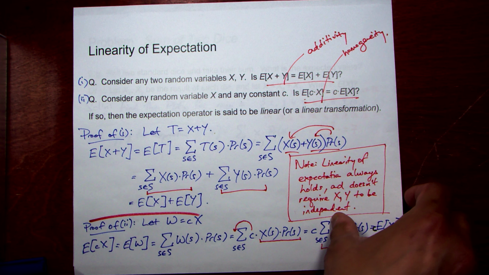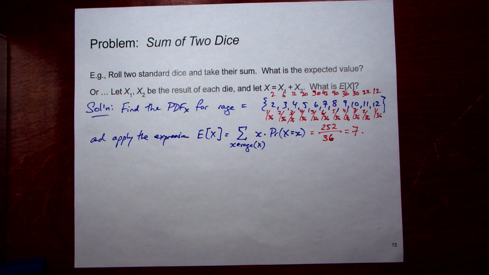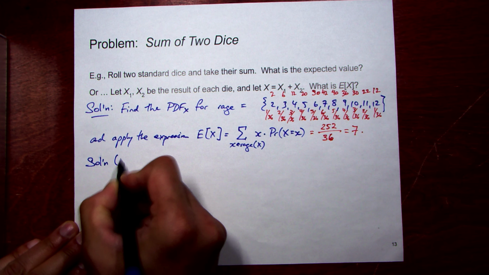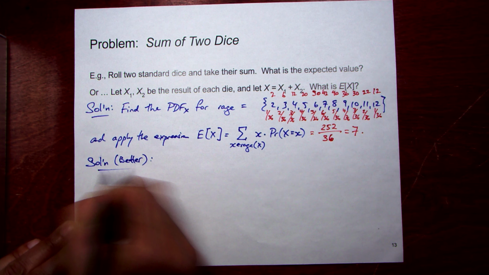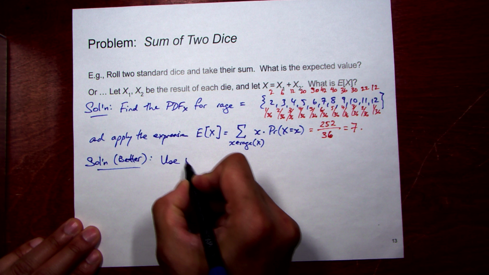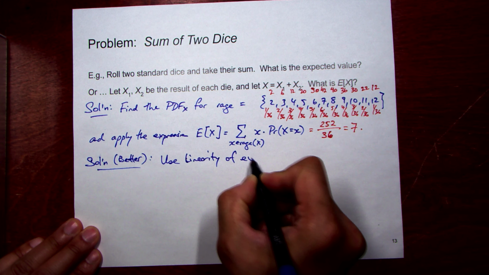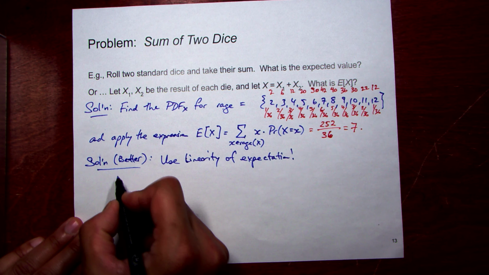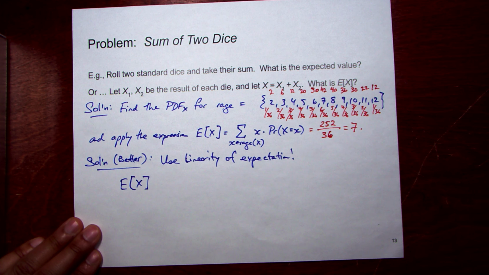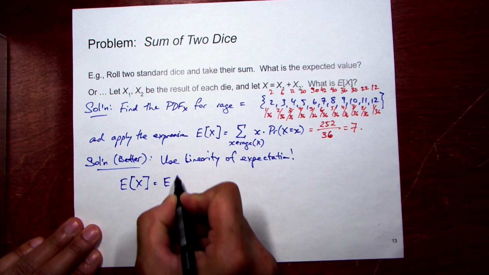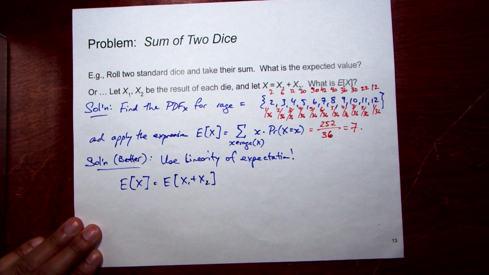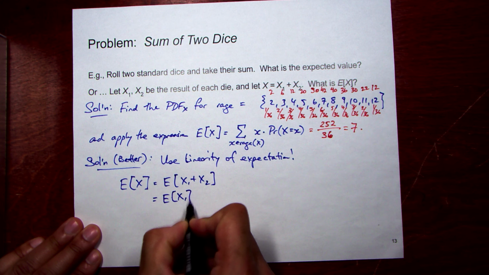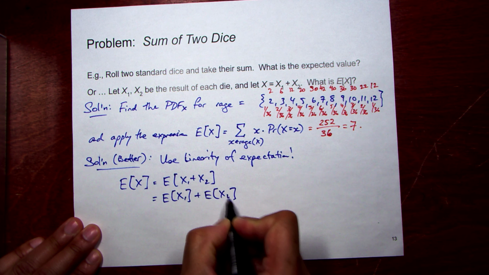So let's look at the better solution. What's the better solution? Both are solutions, but this one is better. Use linearity. What I mean is, we want to find the expected value of X. X is equal to X1 plus X2, so that's equal to the expected value of X1 plus X2. And because of linearity, that's equal to the expectation of X1 plus the expectation of X2.